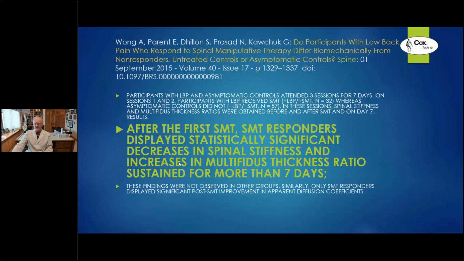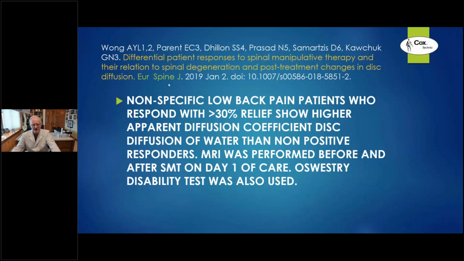Wong went on to say, and note this, published here in the European Spine Journal last year, that nonspecific low back pain patients who respond with greater than 30% relief show higher apparent discal diffusion anisotropy and apparent diffusion coefficient than do those people without a positive response. In other words, they get a better circulation from vertebral body through the end plate into the nucleus. This was done by MRI, performed before and after spinal manipulation on day 1 of care. Is 30% relief good? Well, we'll look at that shortly.